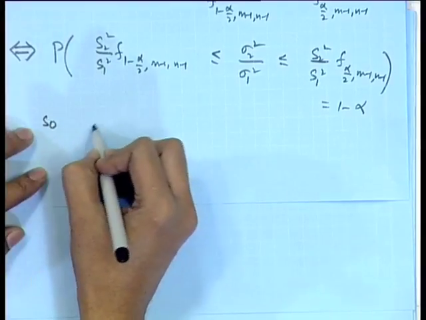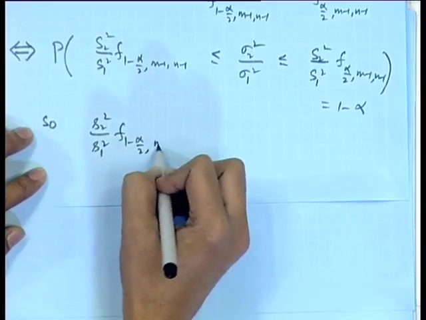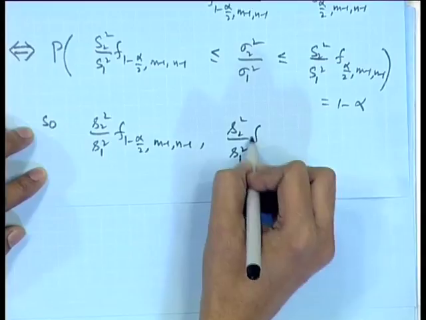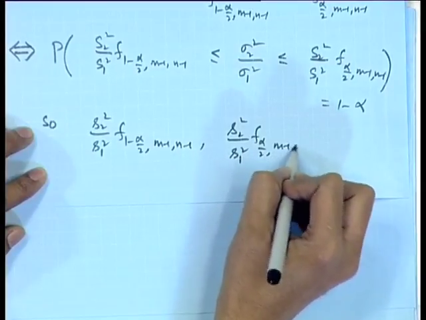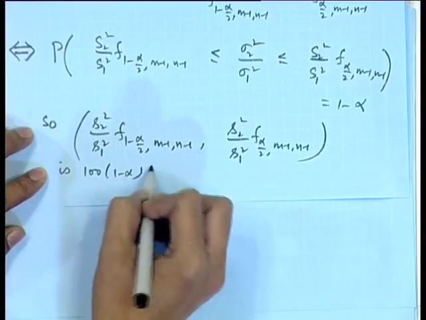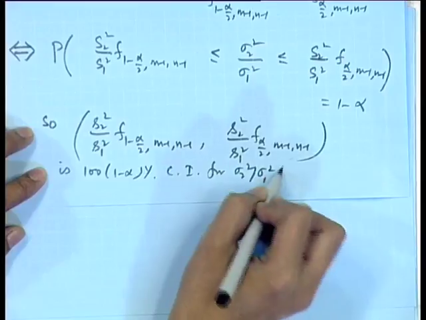So, s 2 square by s 1 square F 1 minus alpha by 2, m minus 1, n minus 1, to s 2 square by s 1 square F alpha by 2, m minus 1, n minus 1 is a 100(1 minus alpha)% confidence interval for sigma 2 square by sigma 1 square.